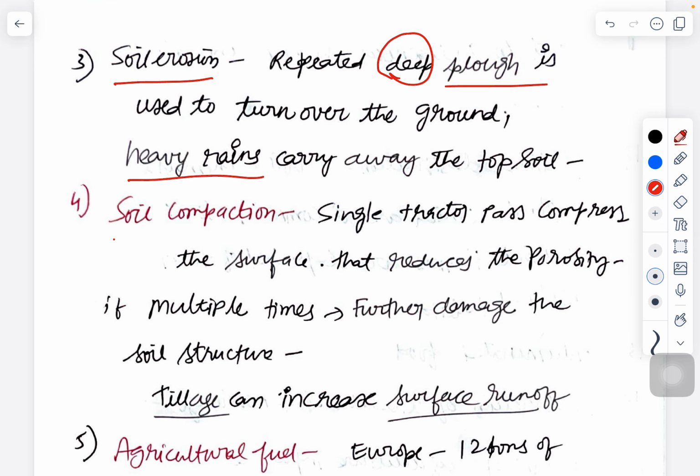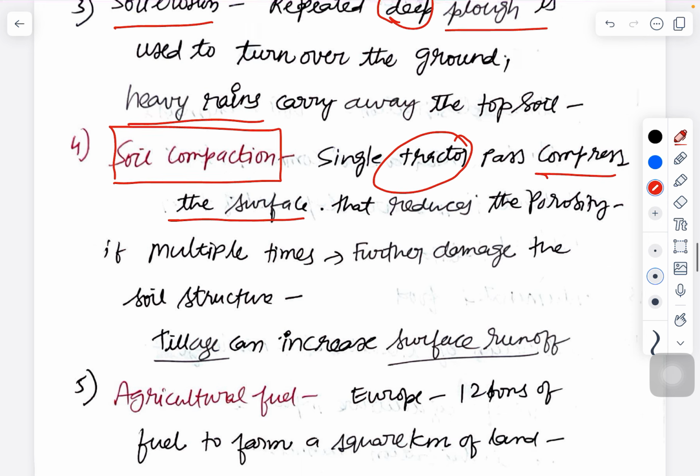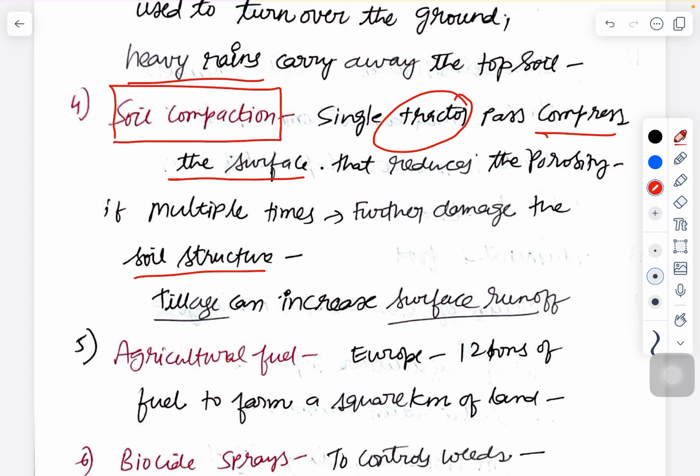Then there is another issue called soil compaction. This is due to the compression of the surface soil, in the sense that when a tractor plows the land multiple times, the soil gets compressed, right? So this can have an issue. This can actually damage the soil structure.